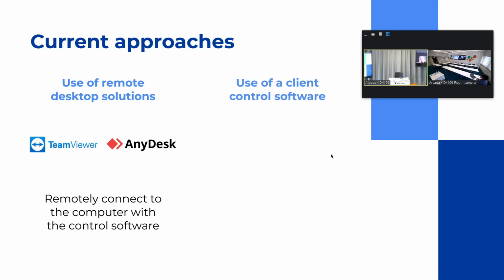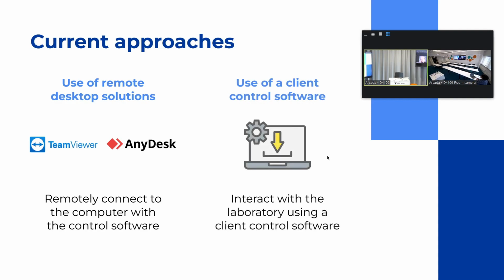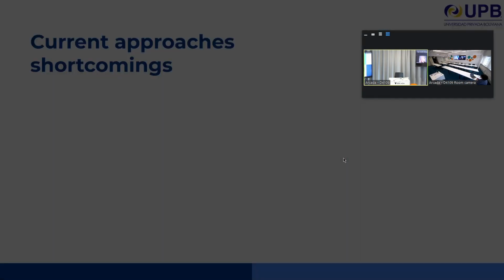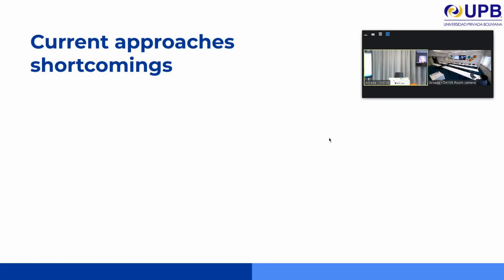Another solution is the use of a client control software. This means that the students explicitly install a control software inside their machine in order to interact with the laboratory. But obviously these approaches have some shortcomings. For example, they provide selective accessibility, meaning that only the students that fulfill all the requirements, in other words, have the Windows operating system, for example, installed, and have all the required software in their computers, can access and interact with the laboratory. This obviously creates a barrier for all the students that don't fulfill those requirements.